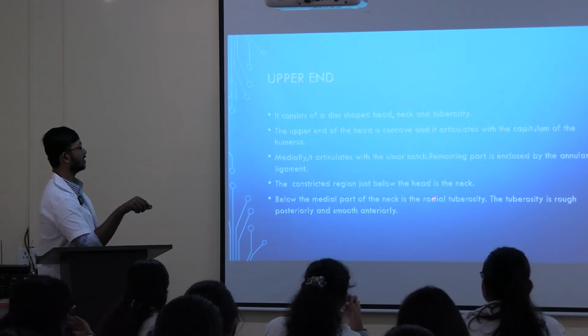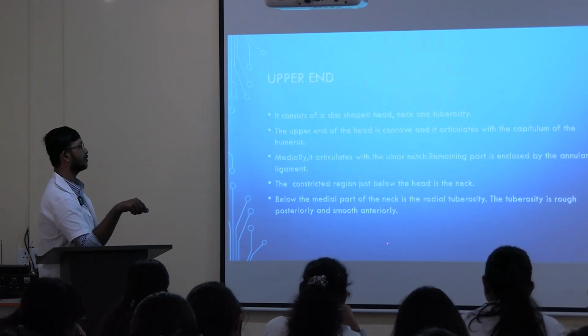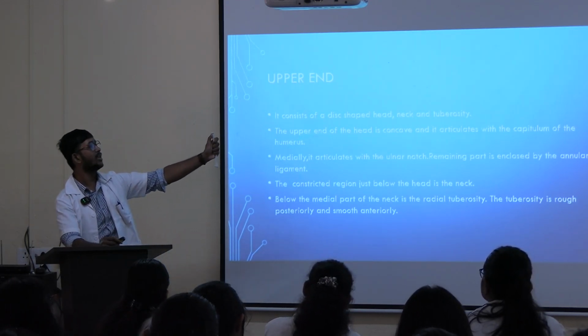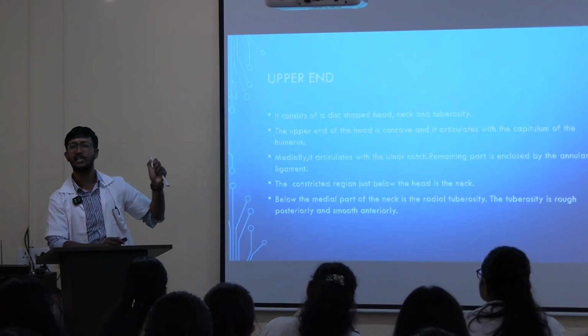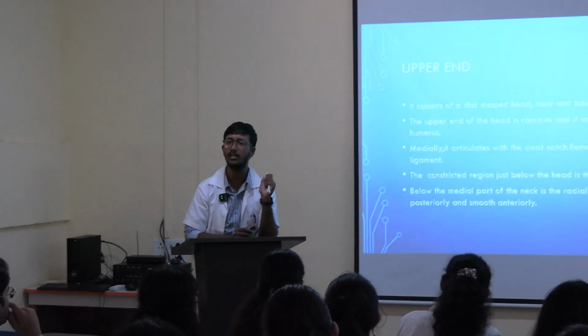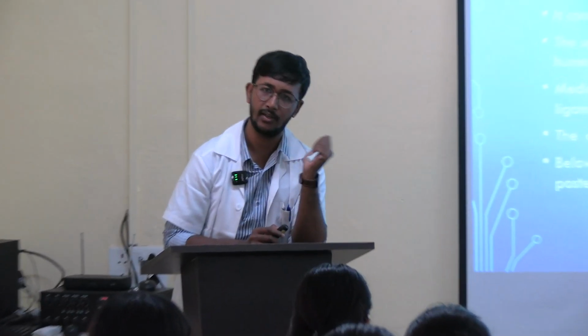Below the medial part of the neck is the radial tuberosity. The tuberosity is rough posteriorly and smooth anteriorly. This is the tuberosity. On the posterior aspect it is rough, and anteriorly it is smooth. On the posterior aspect there is insertion of a very important muscle which we have discussed in the arm. Which muscle? Biceps brachii. Okay, it attaches to the posterior aspect of this radial tuberosity. There is a short head and a long head. The short head is from the coracoid process, the long head from the glenoid. Okay.